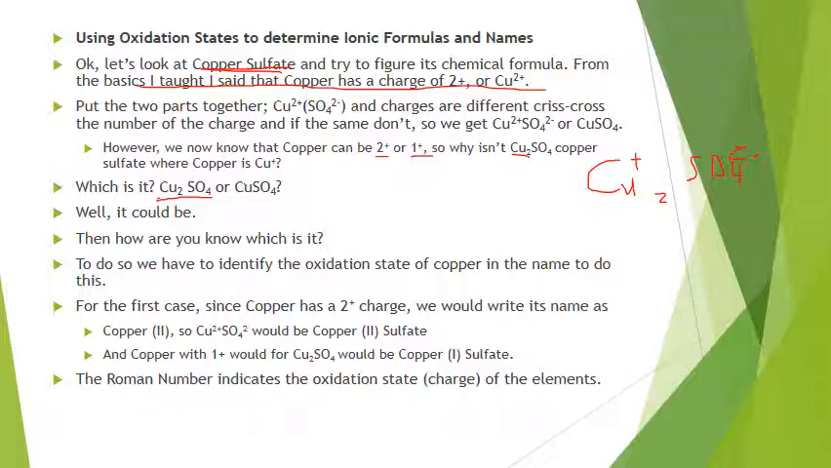To do this we have to identify the oxidation state of the copper in the name. So if it's going to be copper with the 2 plus charge, we'll put that in the name. If it was a 2 plus charge, then it would be copper 2 sulfate. And if it was the copper with just the 1, it would be copper 1 sulfate. So the Roman numerals tell you the charge on the element.